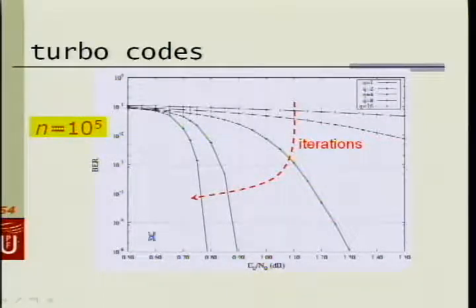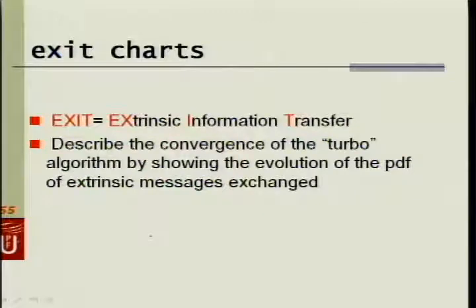I'm going to describe this. The technique is called the EXIT chart technique. EXIT stands for extrinsic information transfer. It describes the convergence of the iterative algorithm by showing how the probability density function of the extrinsic messages exchanged changes. Okay?